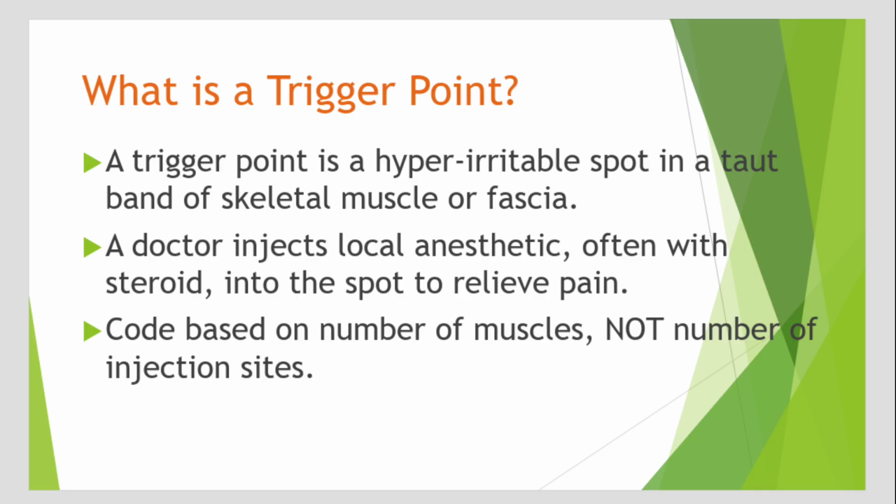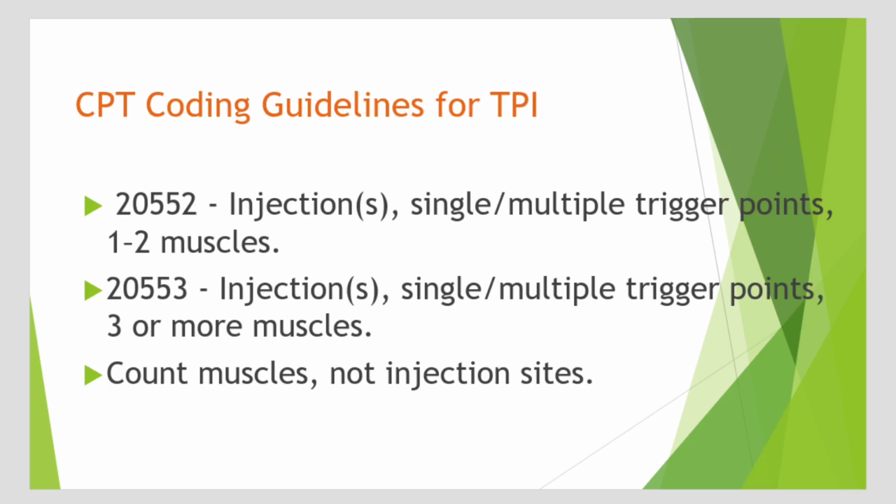Okay. This is the crucial part for coding. We should not code based on the number of sites injected or number of injections. You should code based on the number of muscles. We have two main CPT codes for trigger point injections, that is 20582 and 20583. 20582 is for one or two muscles, 20583 is for three or more muscles.